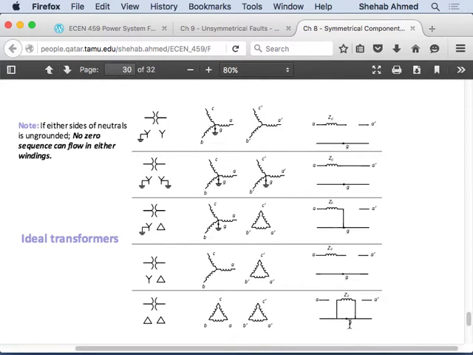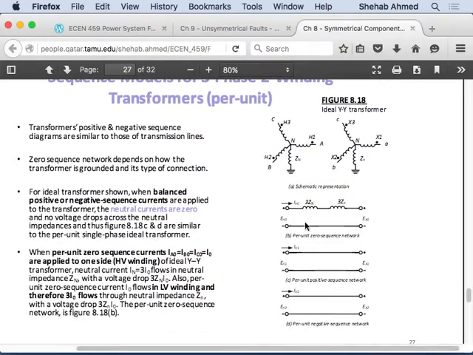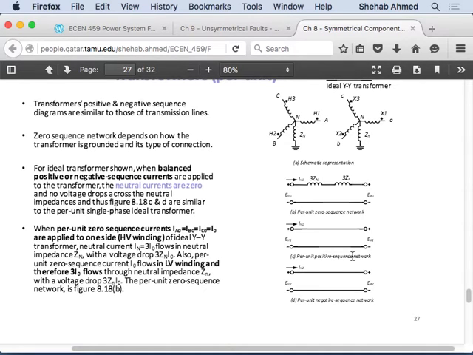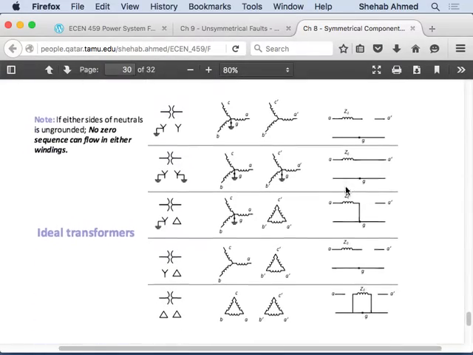Because what is the model for the transformer in positive sequence? Yeah, it's this. It's a short circuit. So the positive sequence and negative sequence representations are an impedance, just the phase impedance of the transformer, in per unit, of course. The zero sequence will include the 3ZN on both sides if it has an impedance on both sides, or it will be one of these other ones that we just saw here.